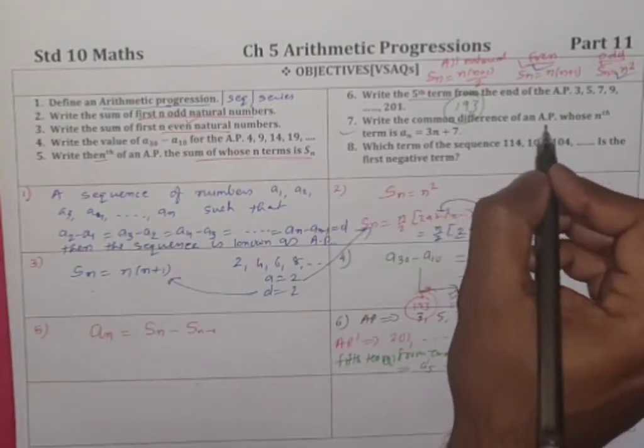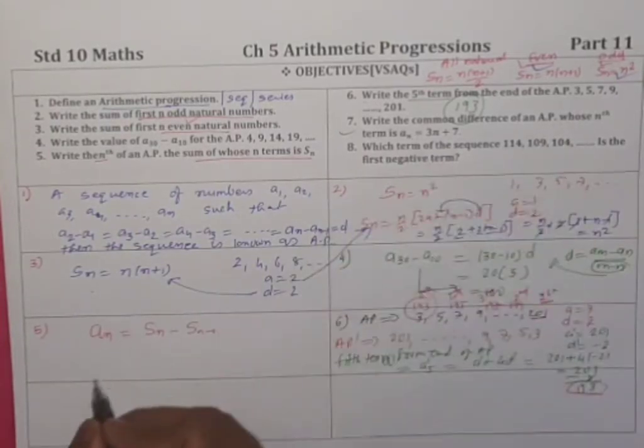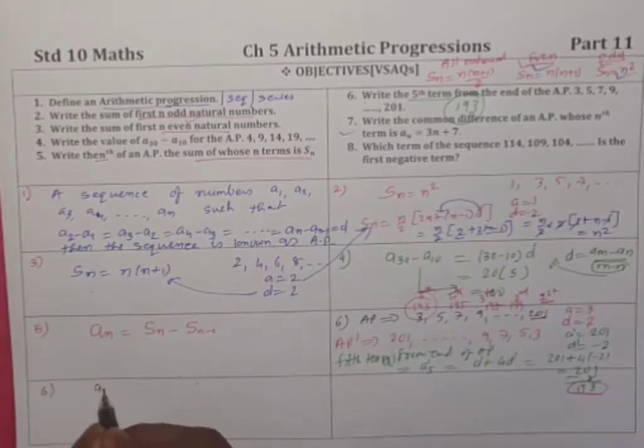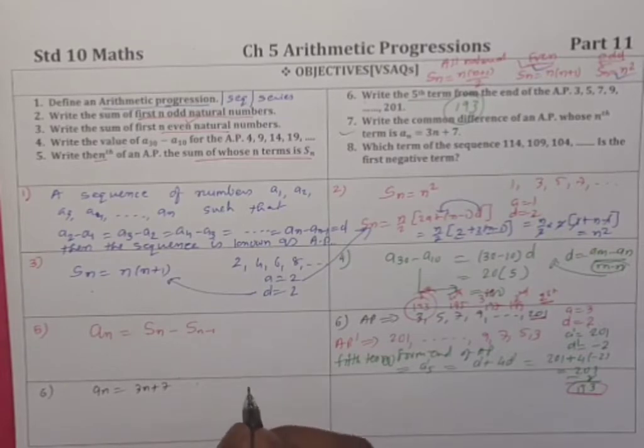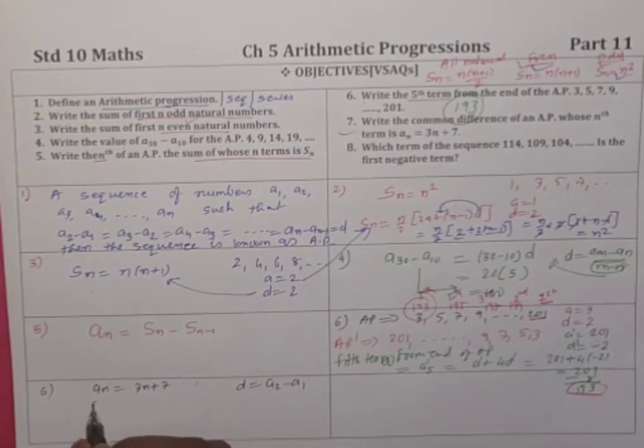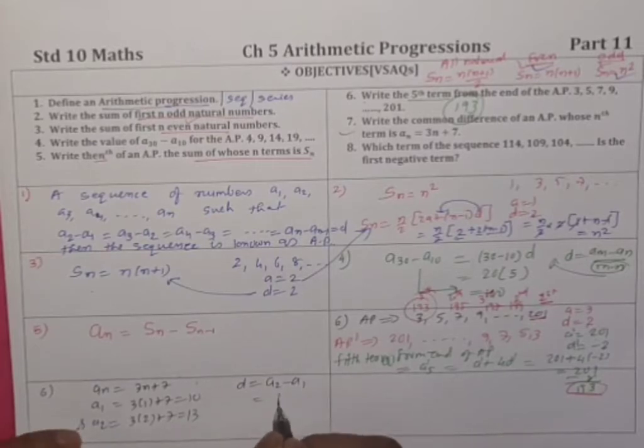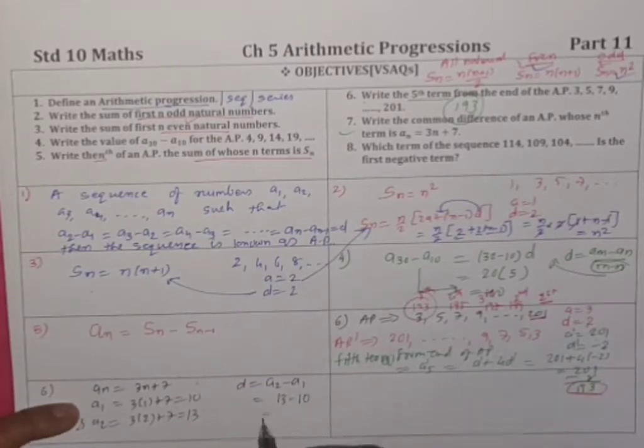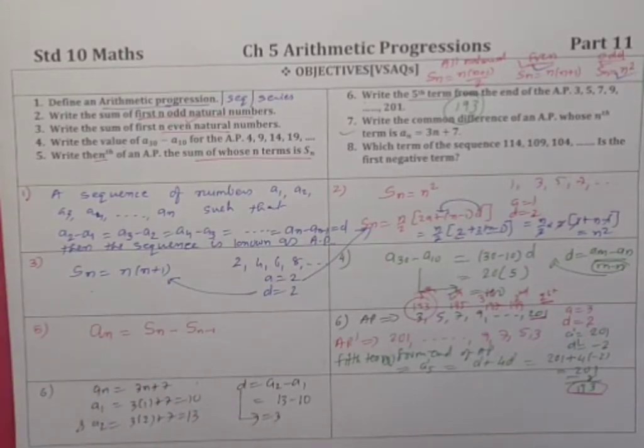Number 7. Write the common difference of an AP whose nth term is given as 3n plus 7. Now you need the common difference. Common difference D is equal to A2 minus A1. So find A1. What is A1? 3 times 1 plus 7, and that is 10. And what is A2? 3 times 2 plus 7, and that is 13. So now A2 is 13 minus A1 is 10, so the common difference is 3. Clear? Okay. The next one.